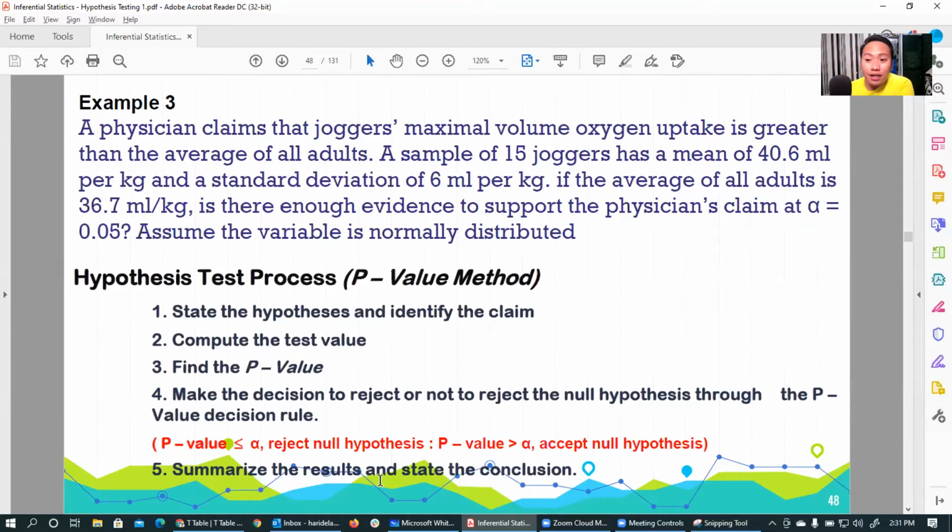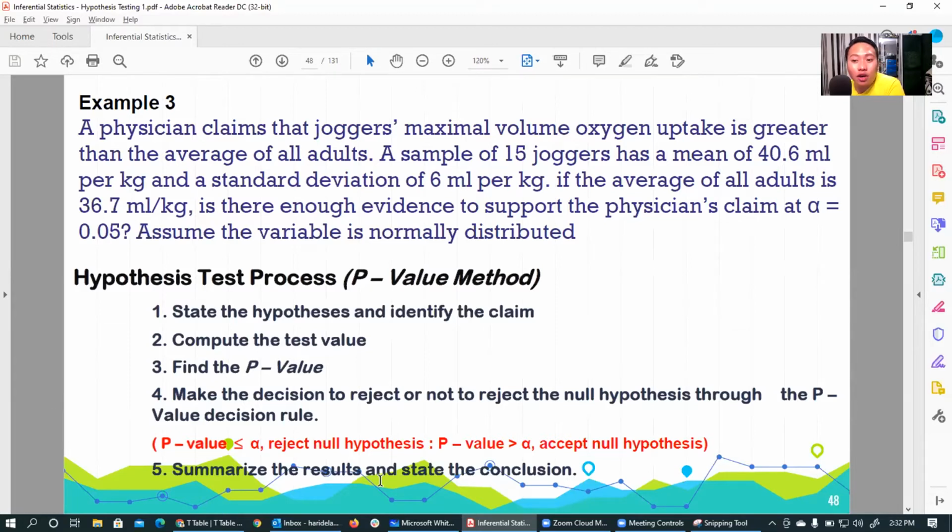All right, so for this problem, guys, the test that we are going to be using is a t-test for a mean because we don't have the population standard deviation. What we have instead is the standard deviation, even though it didn't actually specify if it's from a sample or population. But if you read the problem again, it says that a sample of 15 joggers has produced a mean of 40.6 miles per kilogram, and that standard deviation of 6 miles per kilogram is coming from the sample of 15 joggers.